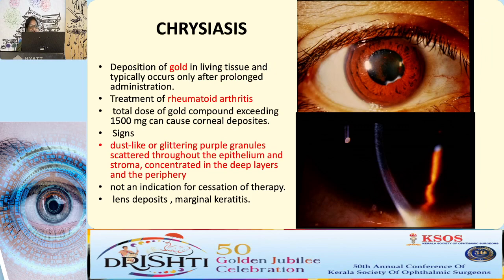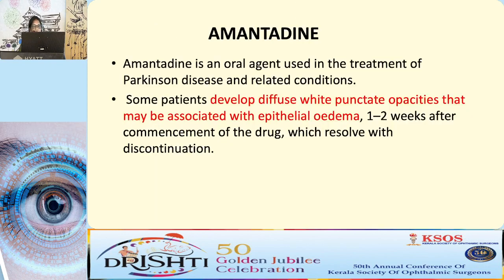Coming to chrysiasis, it is a deposition of gold in the living tissue and typically occurs after prolonged administration. Gold is used in the treatment of rheumatoid arthritis, and a total dose of gold compound exceeding 1500 mg can cause corneal deposits. The signs include dust-like or glittering purple granules scattered throughout the epithelium and the stroma, concentrated in the deep layers and the periphery. It is not an indication for cessation of therapy. It may be associated with lens deposits or marginal keratitis. Amantadine is an oral agent used in the treatment of Parkinson's disease and related conditions. Some patients may develop diffuse white punctate opacities that may be associated with epithelial edema.